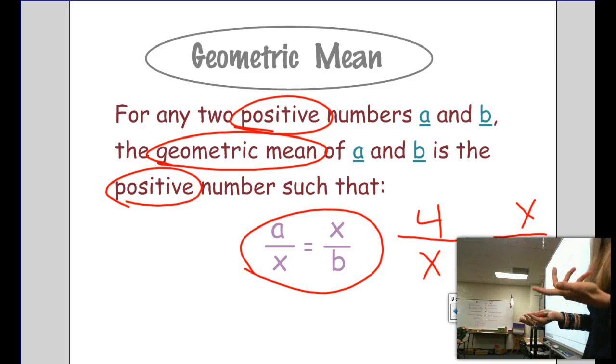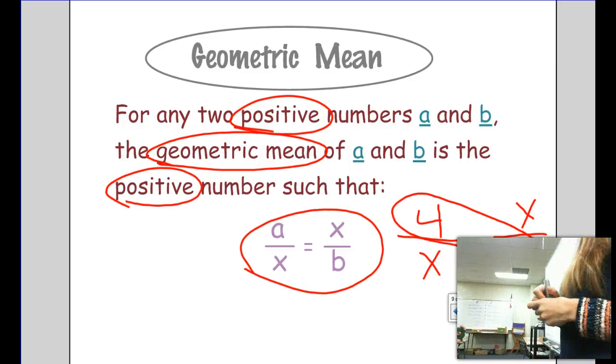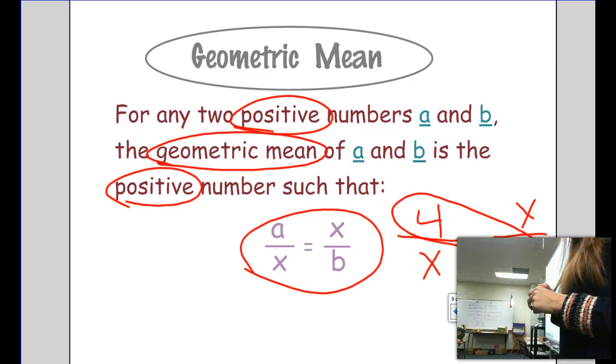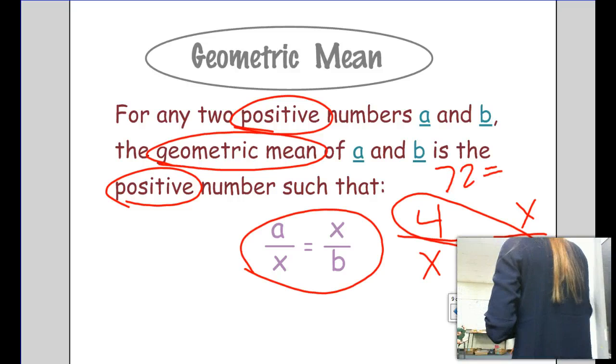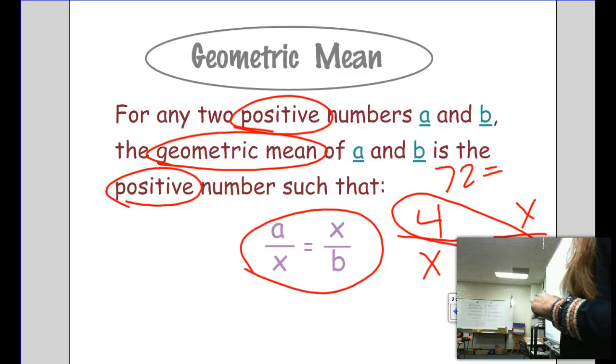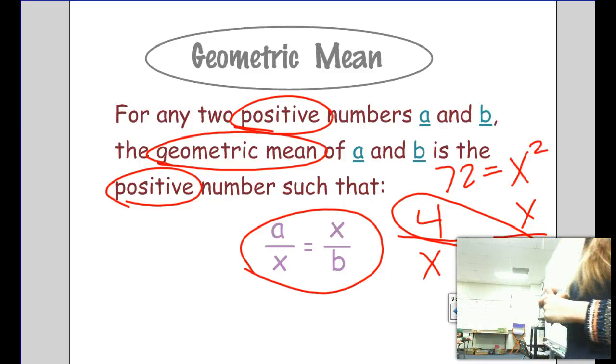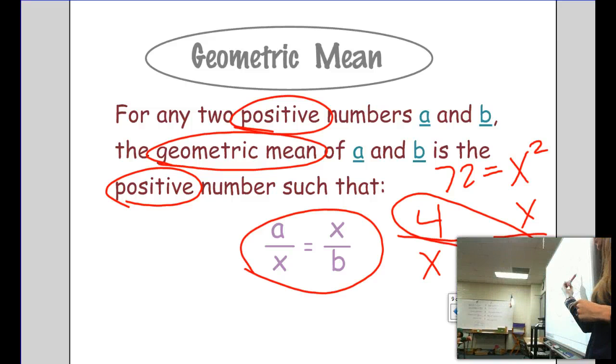Cross multiply, right? Okay, so what is 4 times 18 in your calculator? 72. What's X times X? Please don't say 2X. X squared. X times X is X squared. How do you solve that? Divide by 2? Wouldn't you what, Brett? Square root. Did you know the opposite of squaring something is square rooting it?